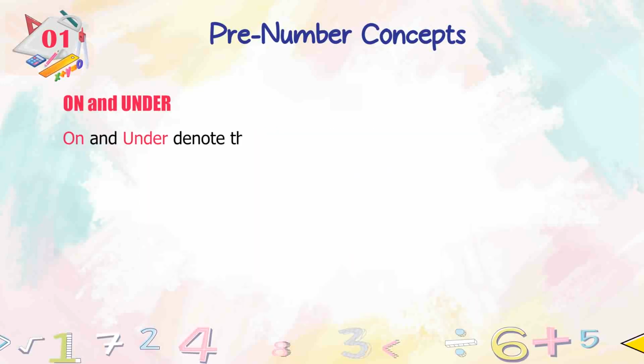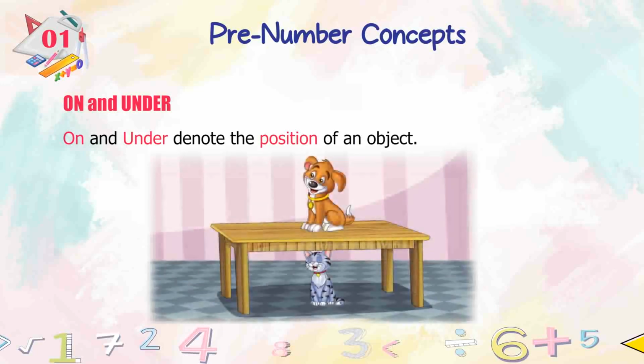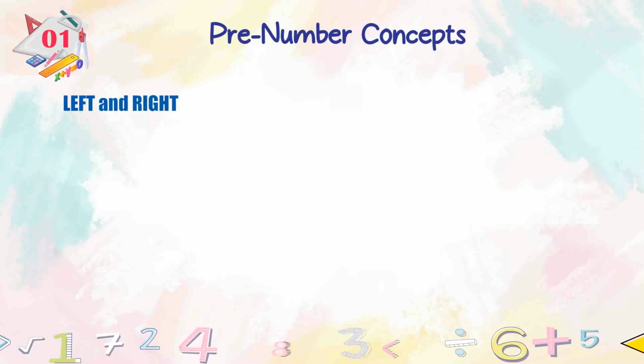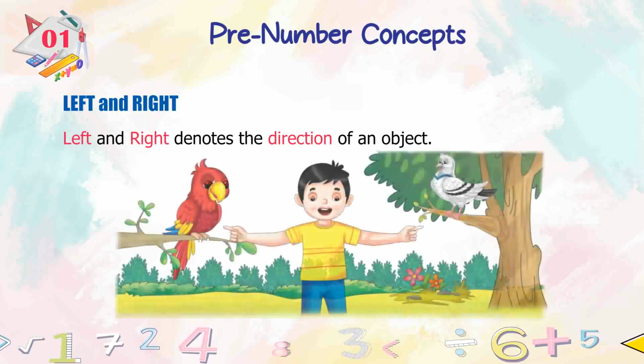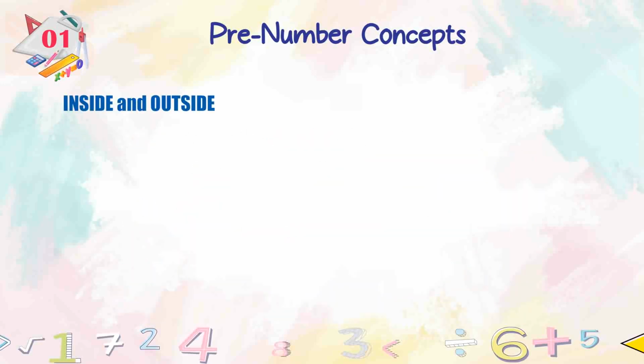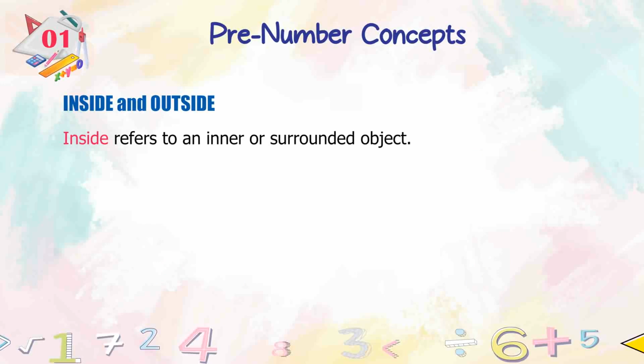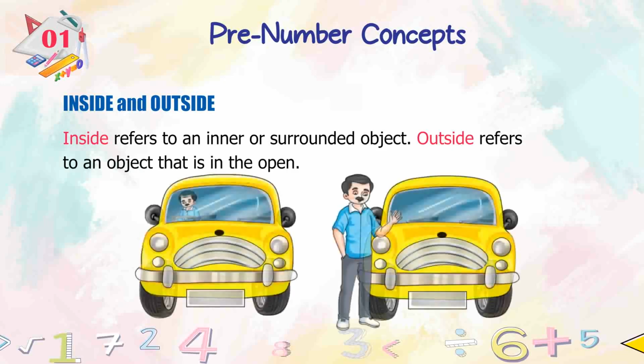On and under. On and under denote the position of an object. On. Under. Left and right. Left and right denote the direction of an object. Right. Left. Inside and outside. Inside refers to an inner or surrounded object. Outside refers to an object that is in the open. Inside. Outside.